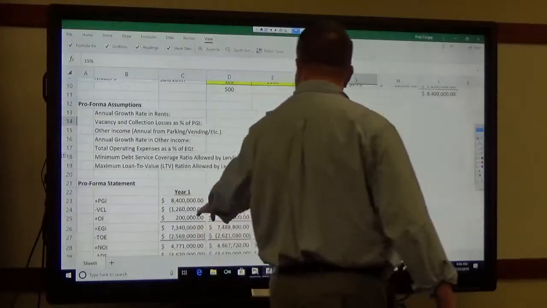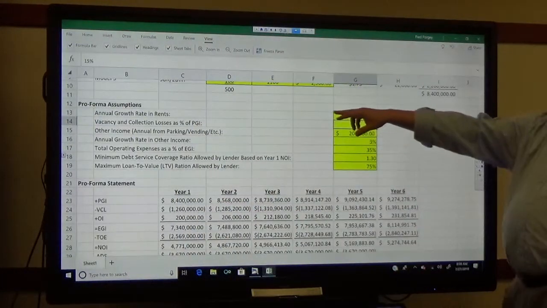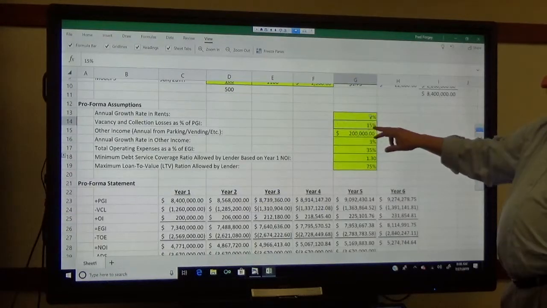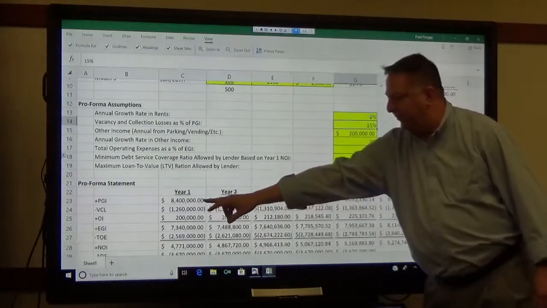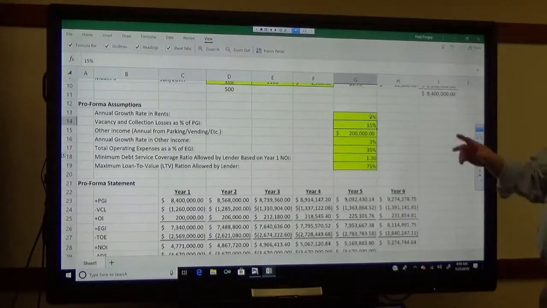Vacancies and collection losses. Up here, I've given you an assumption that the annual vacancy and collection losses as a percentage of the potential gross income is going to be 15%. What's the difference between a vacancy and a collection loss? Once again, a vacancy is the unit is empty. A collection loss is a tenant that's there not paying the rent. Everybody clear? I know I'm going kind of fast for some of you that are brand new to this, but hopefully you're able to pick it up and maybe ask some of the other folks as you get into this a little deeper.